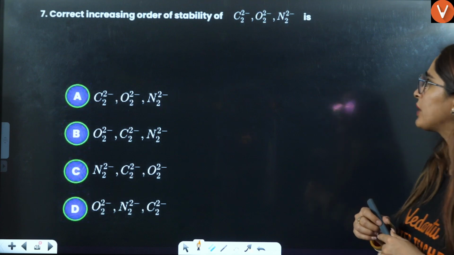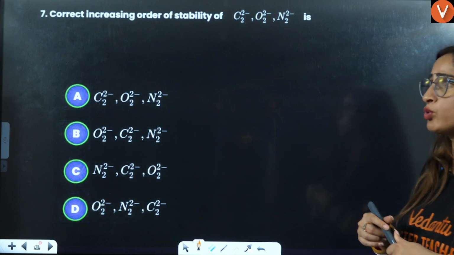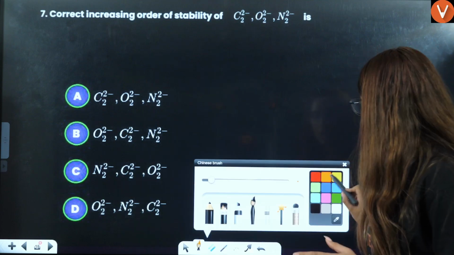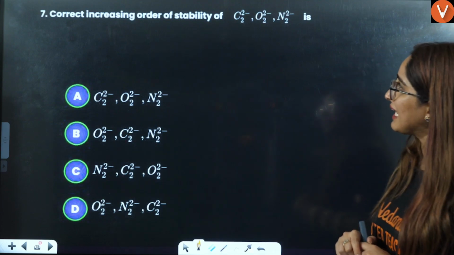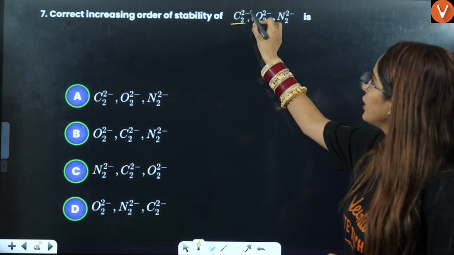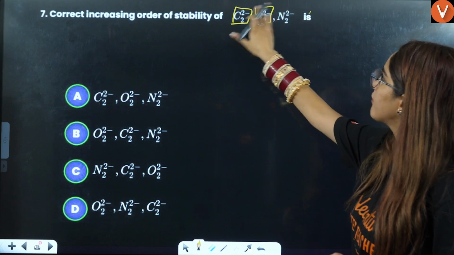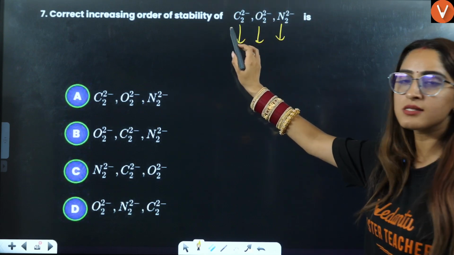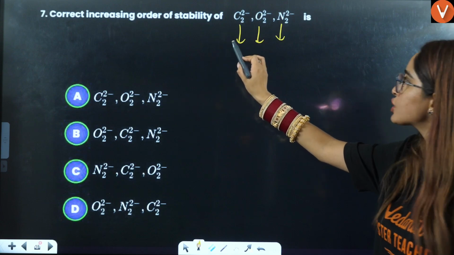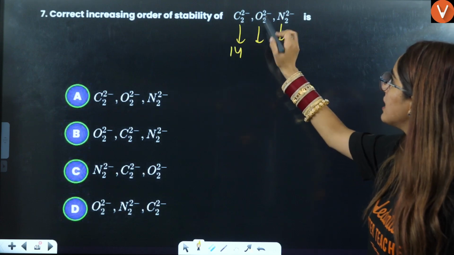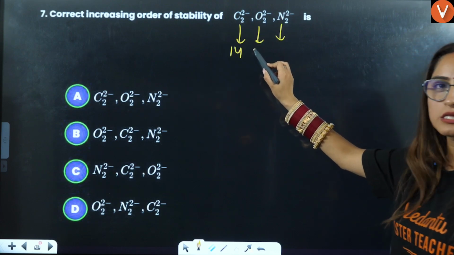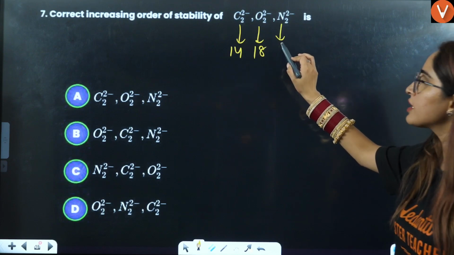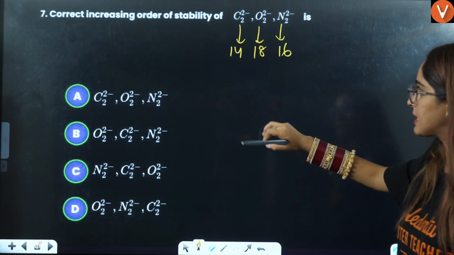You have C2 2 negative, O2 2 negative, N2 2 negative. So here what you will do? Let us see that, okay? Now, the correct increasing order of stability, you have this thing, this thing, this thing. If you calculate the bond order directly, this is C into 2, carbon is 6, 12 plus 2, 14. Oxygen is 16 plus 2, that is 18. Nitrogen is 14 plus 2, that will be 16.